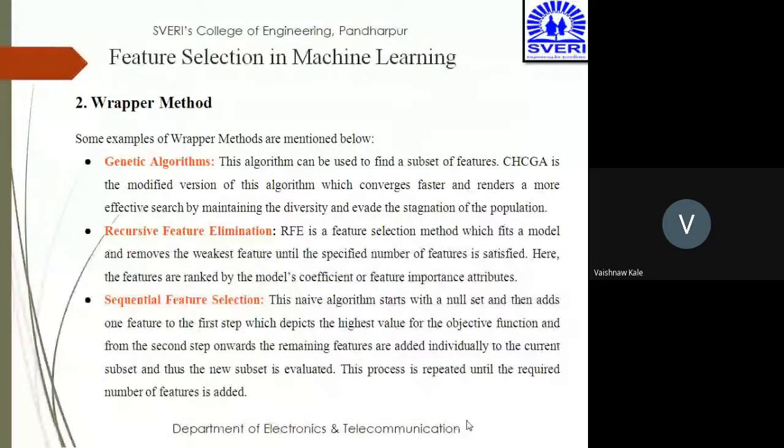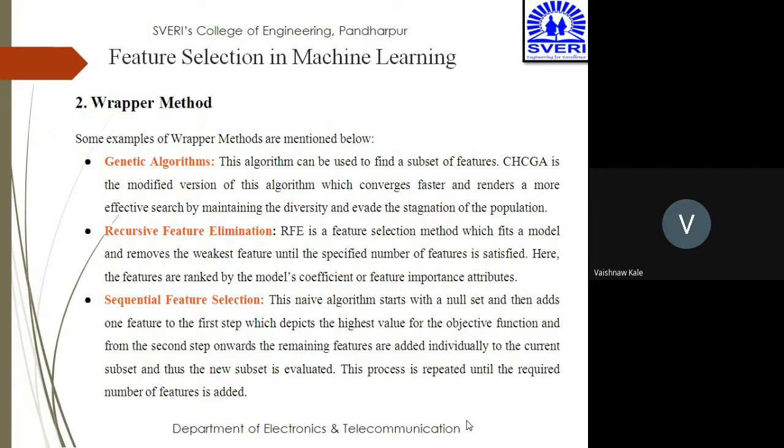Now, what are the different wrapper methods that have been mentioned below? Just as there were examples of filter methods, there are examples of wrapper methods too. One is a genetic algorithm, the second one is a recursive feature elimination method, and the third one is the sequential feature selection method. So let us see one by one what they are.